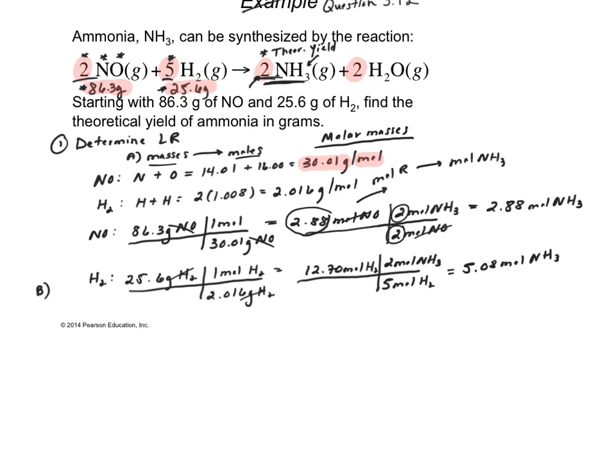So now we're comparing our potentially 2.88 moles of ammonia to our 5.8 moles of ammonia, right? The limiting reactant is going to make the least amount of product. Comparing these two, this is the least amount, right? So because of that, our NO here, this guy, is our limiting reactant. It limits the amount of product that we can make. And because of that as well, this ends up being our theoretical yield.